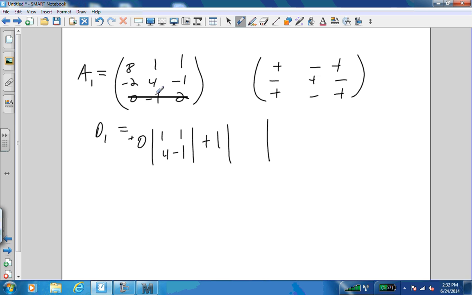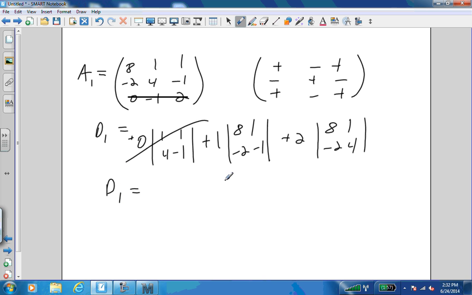We cross out row and column. Then we use the sign. So the sign here is 2. Cross out row and column. We get that. 8, 1, negative 2, 4. So D1, we get 0. We get 1 times negative 8 minus negative 2 plus 2 times 32 minus negative 2.